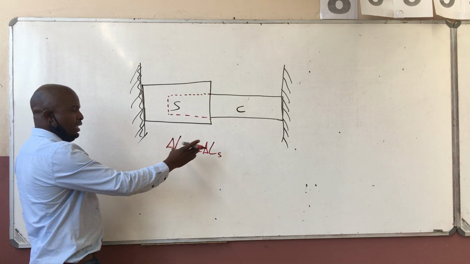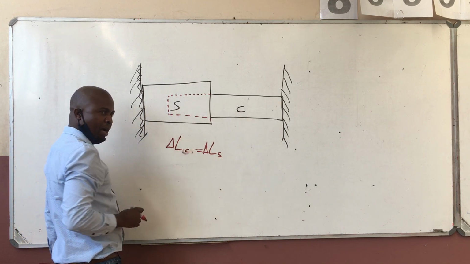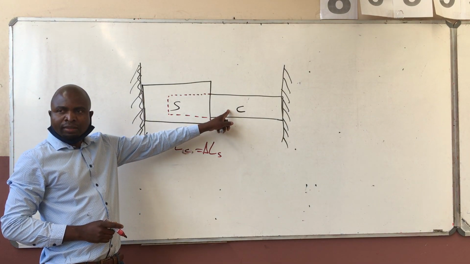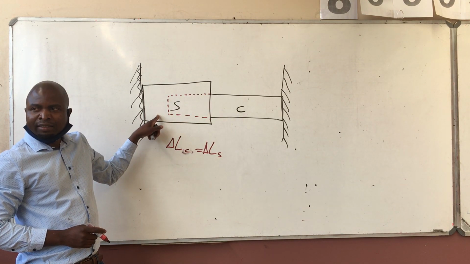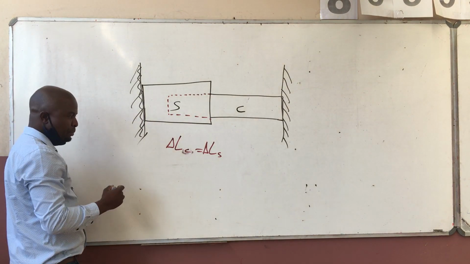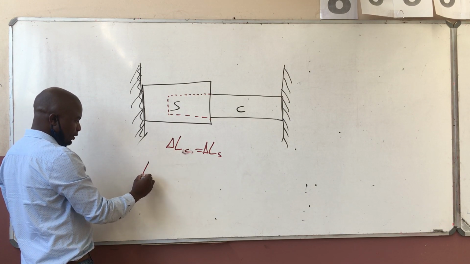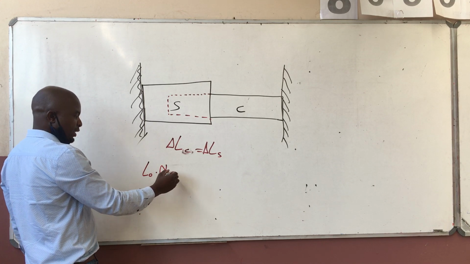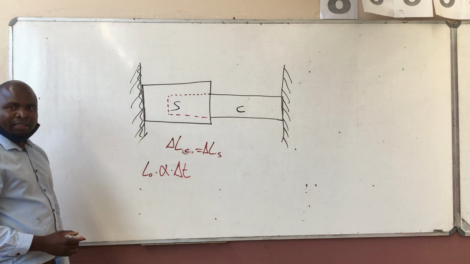So when we change the temperature of the bar, you are saying this one, the copper, will start expanding before this expands, ne? Meaning due to temperature, the copper will start expanding, which will be original length times coefficient of expansion times change in temperature. That's what you are saying, ne?